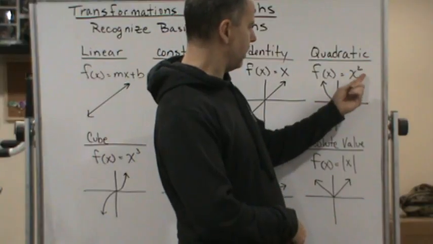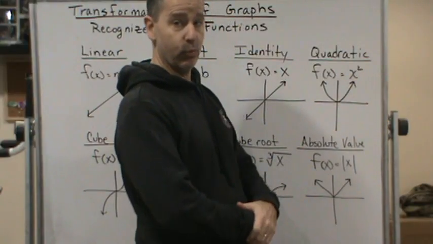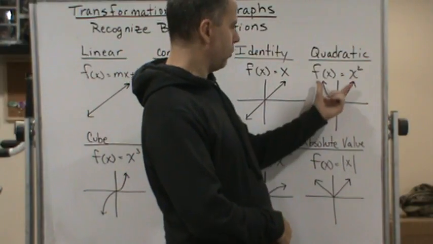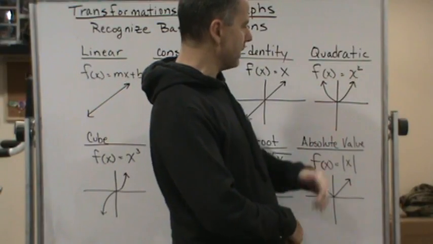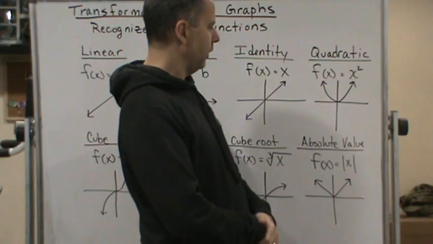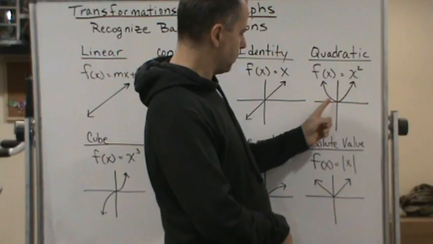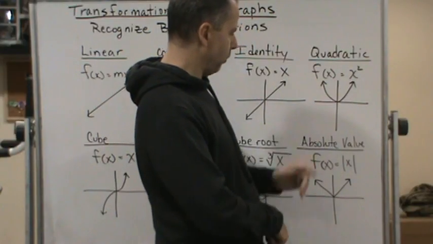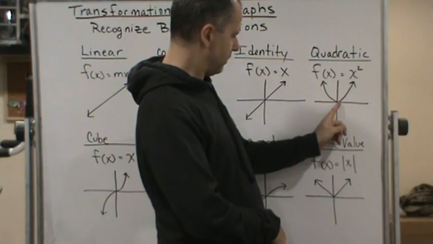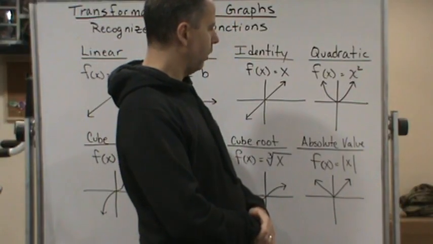And then we've got the quadratic. This is the basic parabola, right? So this is where we get our parabolas from, the quadratic form, and this is the most basic quadratic function. So it's a parabola that basically goes through the origin and opens upward. The vertex is at the origin. Okay?